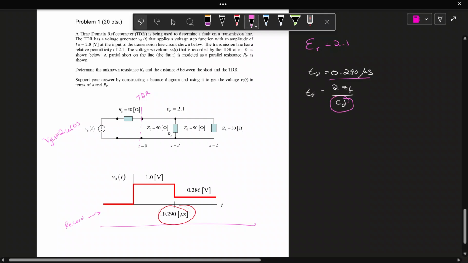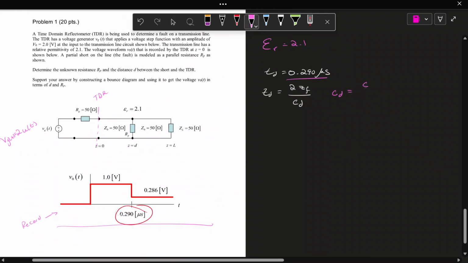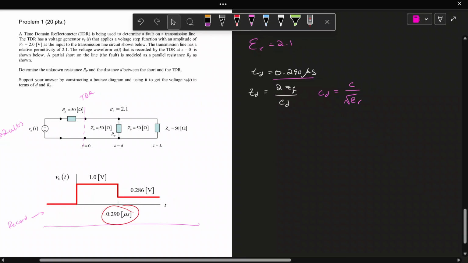But what is CD? Well, this should be a common equation we should know. This should be on your crib sheet for sure. CD is equal to the speed of light divided by the square root of the relative permittivity. And we can solve for this very easily. We can then say the time delay is equal to 2ZF times the square root of epsilon R divided by C, just using some algebra. And now we want to solve for ZF. The distance is equal to C times TD over 2 square root of epsilon R.